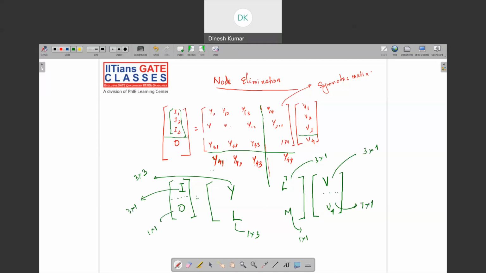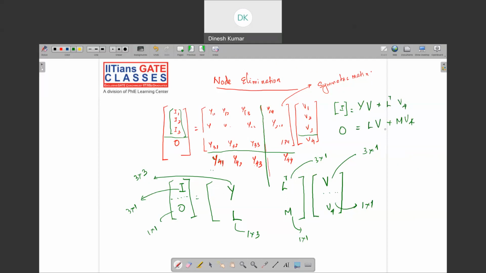Now, if you write the equations in matrix form, what we get is the matrix I will be equal to the Y matrix into V plus L transpose into V4. Now we can write 0 equal to L times V plus M times V4.